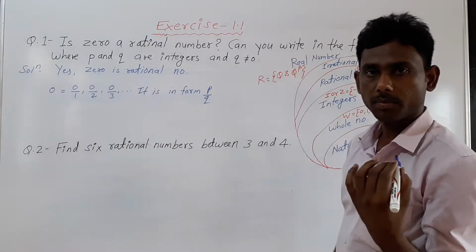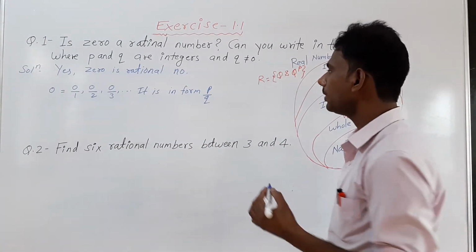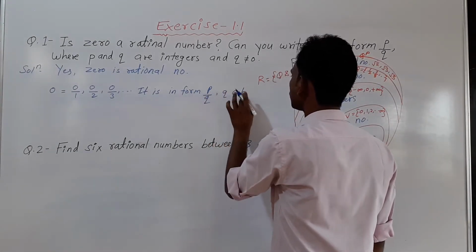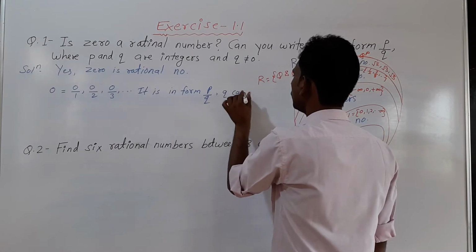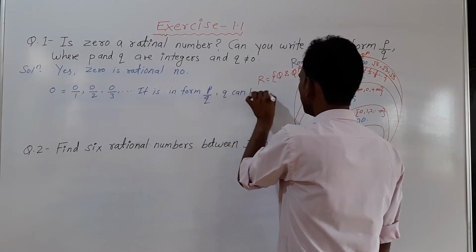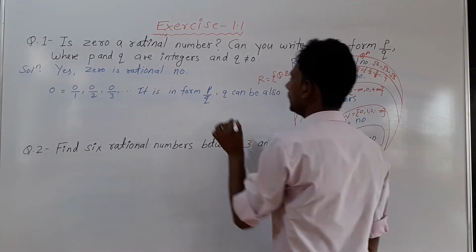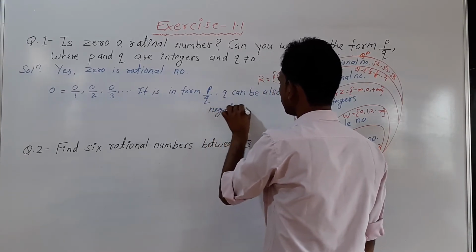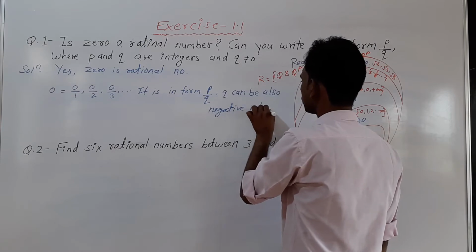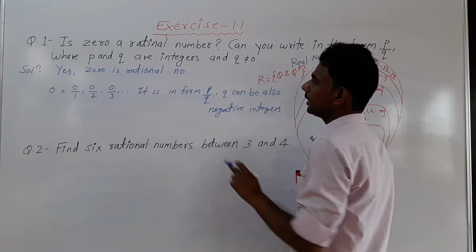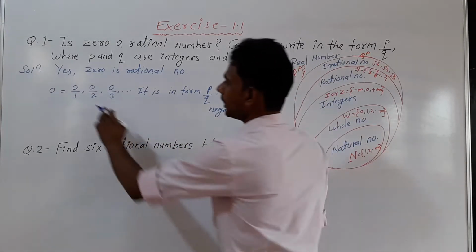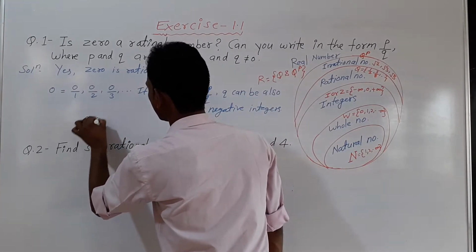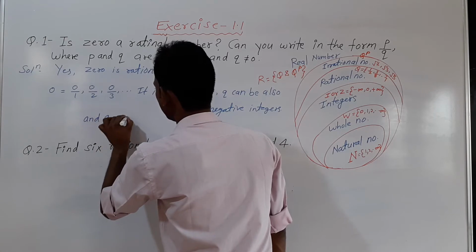Q can also be a negative integer. And here we have to see that q is not equal to 0.